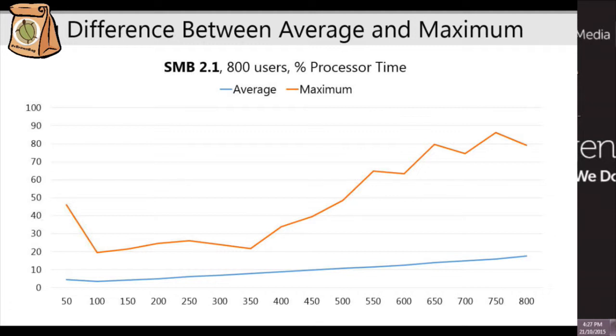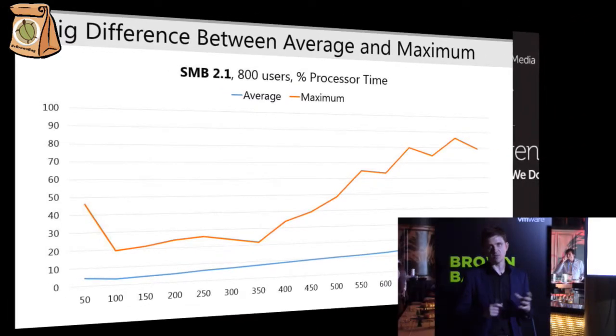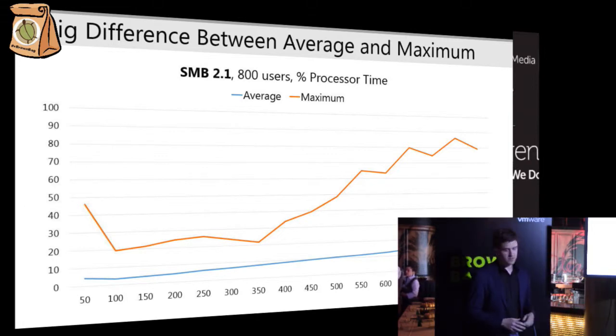And maybe if the maximum only hits 80, 100% CPU, for example, for a very short amount of time, then you're only going to impact the user experience for a short amount of time. But the key thing there is there's quite a big difference between average and maximum. So we need to be sizing for our maximums.